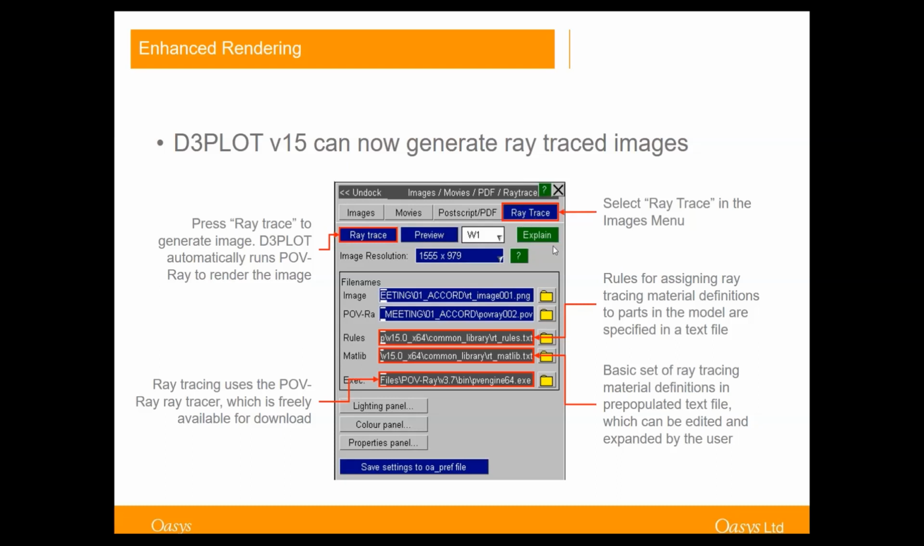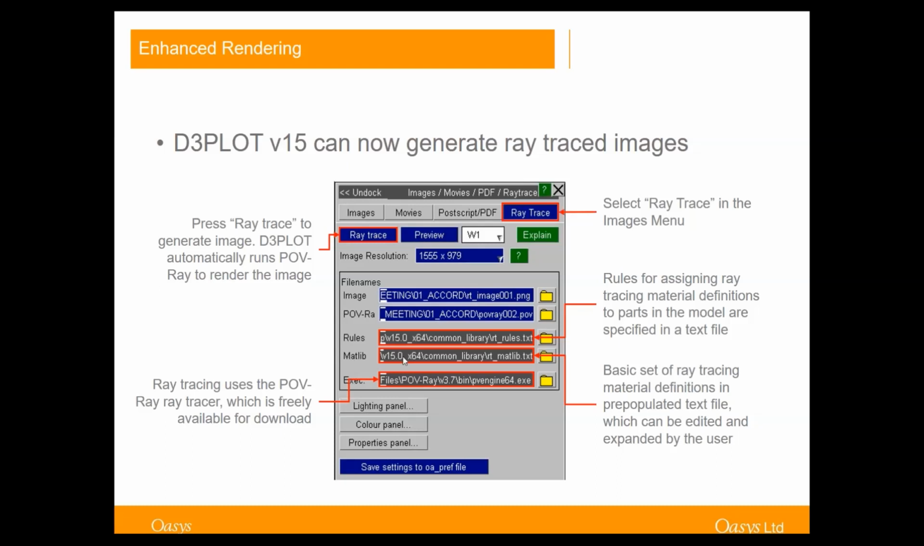And if you press ray trace, you'll get this new panel appear, which has various options relevant to producing ray traced images. So ray tracing in D3PLOT uses the POVray ray tracer. And the POVray executable can be downloaded for free. So to generate ray traced images in D3PLOT, you need to download this, and D3PLOT needs to be pointed to where that executable is in this exec text box here.